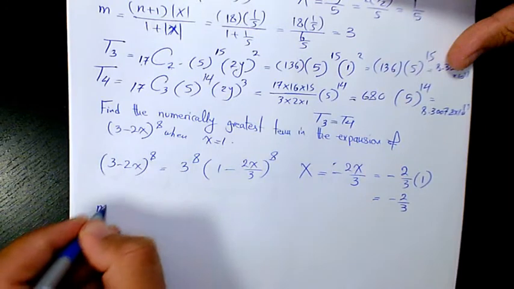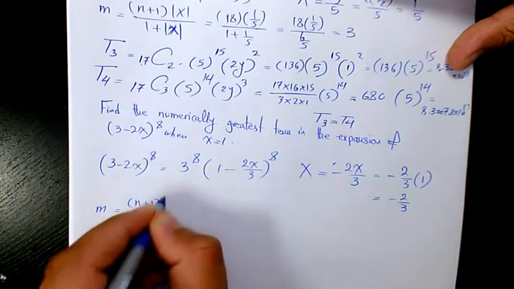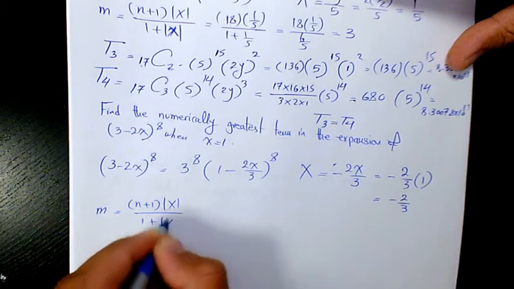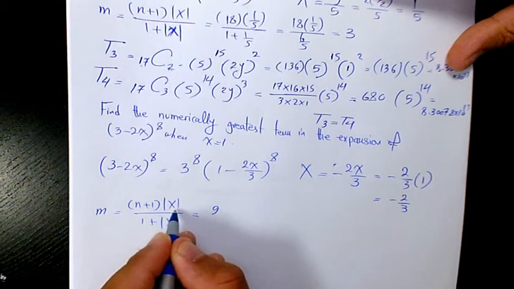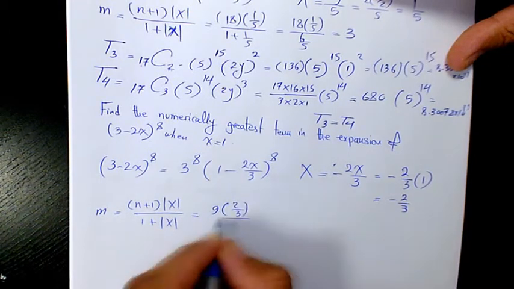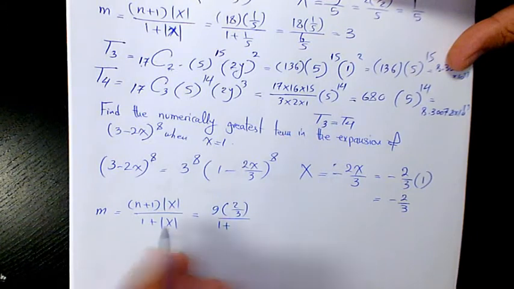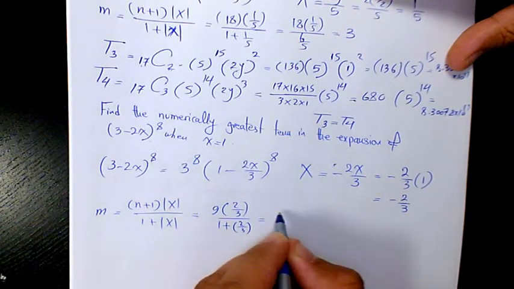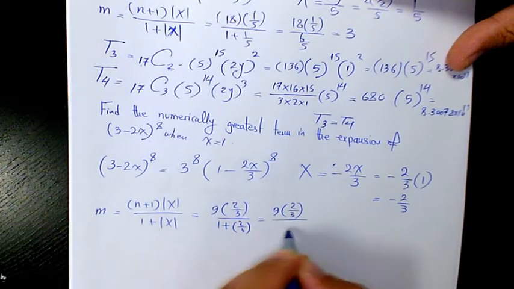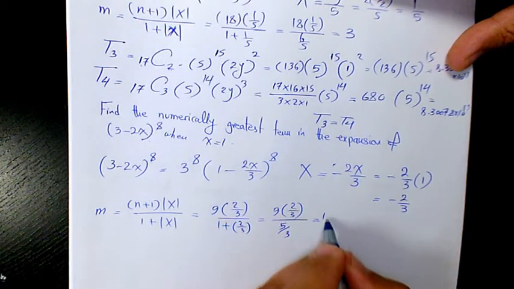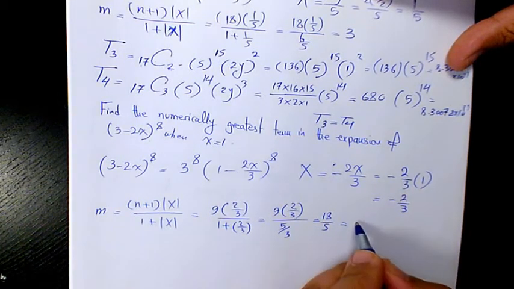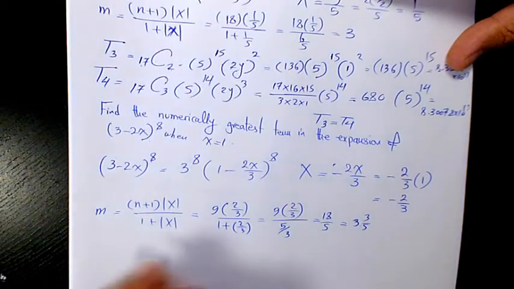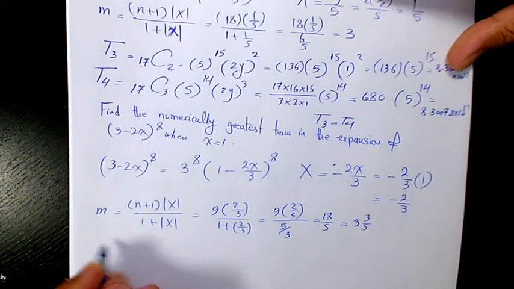Now if we want to find out m, it is n plus 1, absolute value of x, over 1 plus absolute value of x. n plus 1 is going to be 9. Absolute value of x is going to be 2 over 3. 1 plus absolute value of negative 2 over 3, which is going to be 2 over 3. That's going to be 9 times 2 over 3, over 5 over 3. That's 18 over 5. Since it's not an integer, we need to find out the integral part, which is going to be 3. So 3 plus 1, T4 is going to be the numerically greatest term.